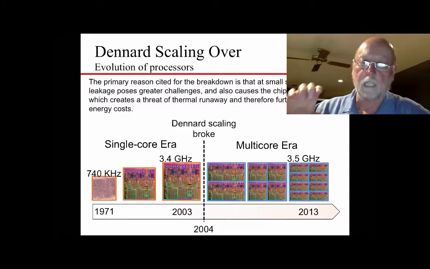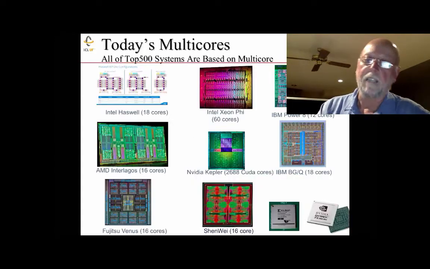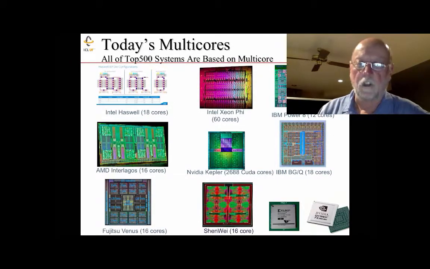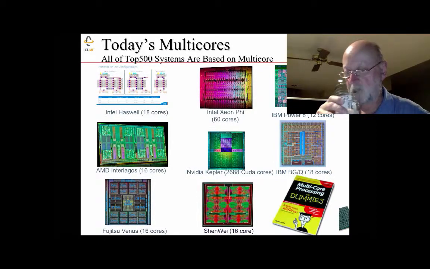Those additional transistors are being put to use in terms of giving us more computing power on the chip through a multi-core device. So roughly in 2004, when Dennard scaling broke down, multi-core became the model. And today, all of our systems are based on multi-core technology. All the processors that we have from Intel, from IBM, from AMD, from NVIDIA, from Fujitsu, and Shenwei, the Chinese company, all use multi-core technology.